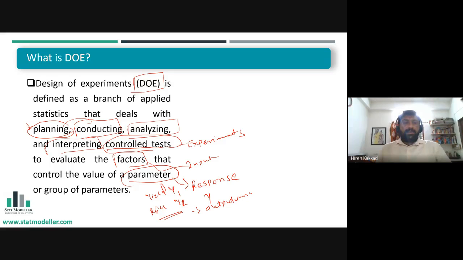So likewise, it can be a group of parameters. Basically, this definition is telling that whatever experiment we are conducting is a controlled test. We want to collect the data, plan those experiments, analyze them, and interpret the analysis to see which factors are controlling the value of our y, the response variable. That is the concept of DOE.